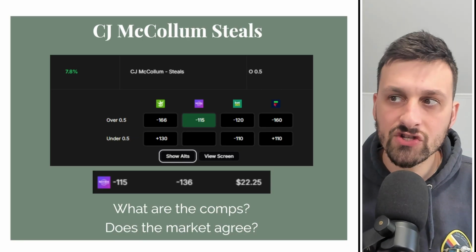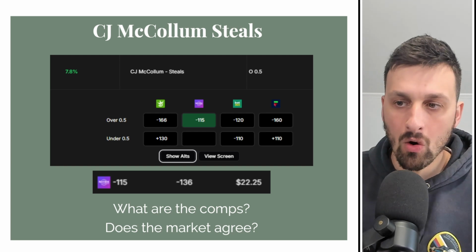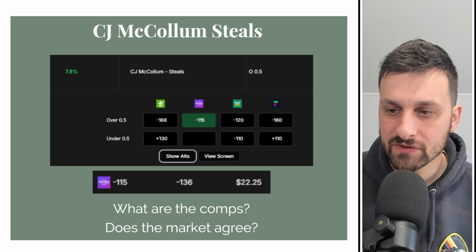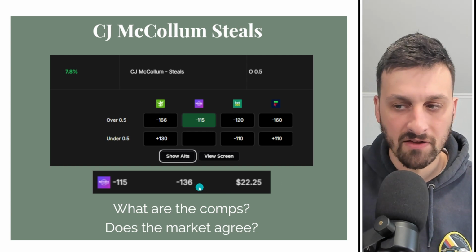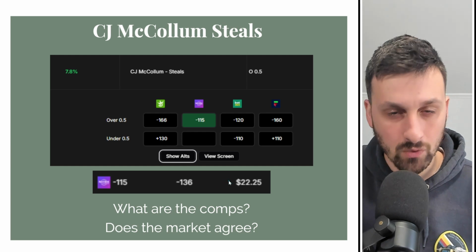Example 1 deals with CJ McCollum steals. You're going to see that ODDSVIEW is suggesting you to take the over 0.5 at minus 115 on Hard Rock. It's telling us that the fair market value is minus 136, and we should bet approximately $22.